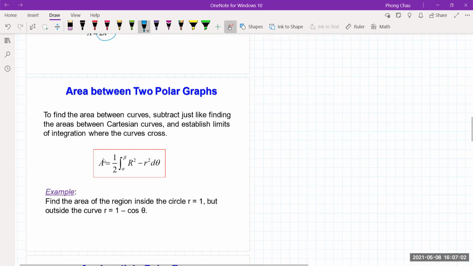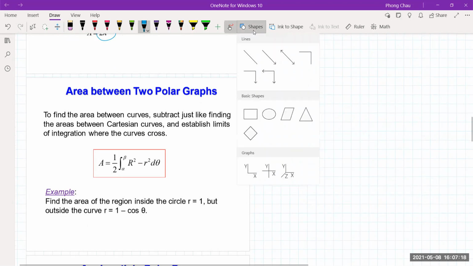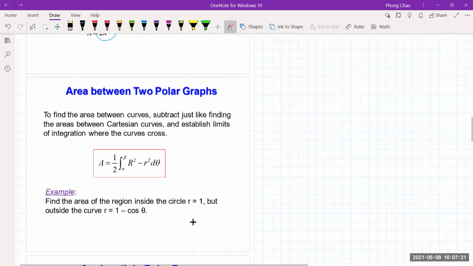Now let's look at this example. Find the area of the region inside the circle r equals 1, but outside the curve r equals 1 minus cosine theta. Let me do a quick sketch of the graph. Now this is a circle, r equals 1, right? This one is easy. It's the area of a circle.